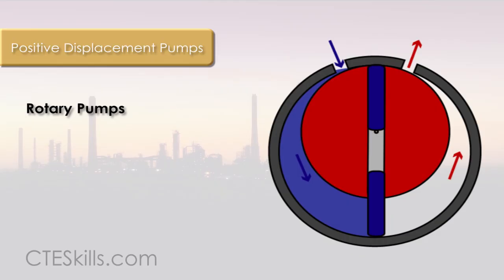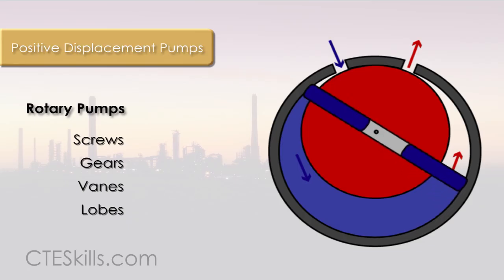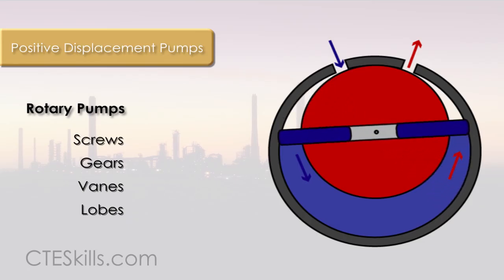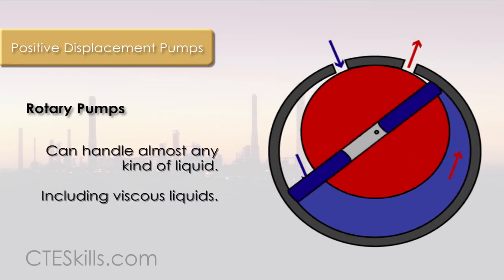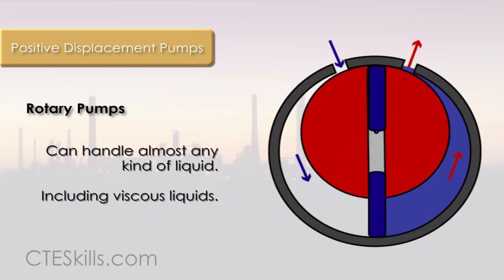Rotary pumps displace fluids by means of rotating screws, gears, vanes, or lobes. A rotary pump traps fluid in its closed casing and discharges a smooth flow. They can handle almost any kind of liquid that does not contain hard and abrasive solids, including viscous liquids.